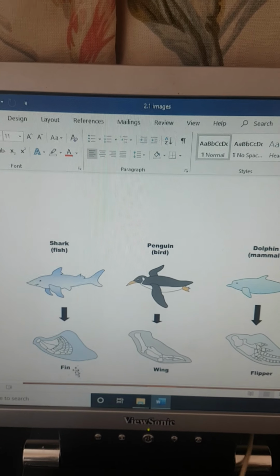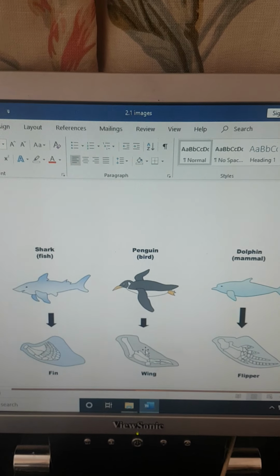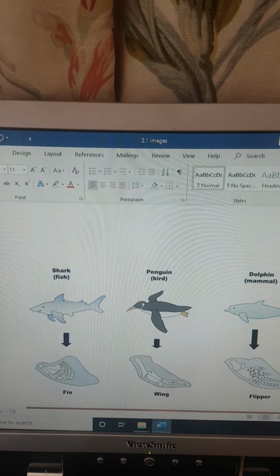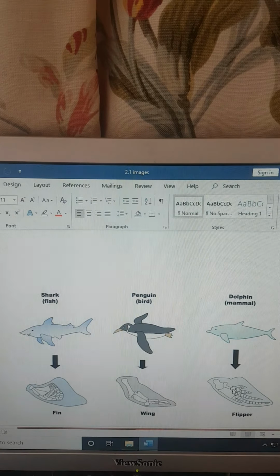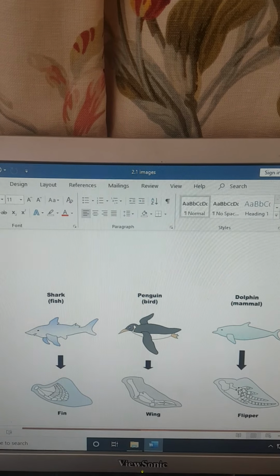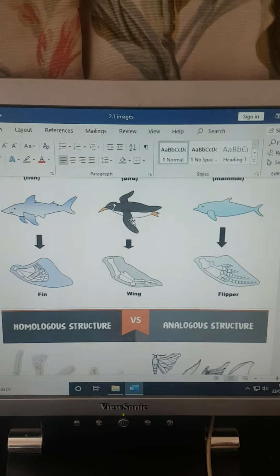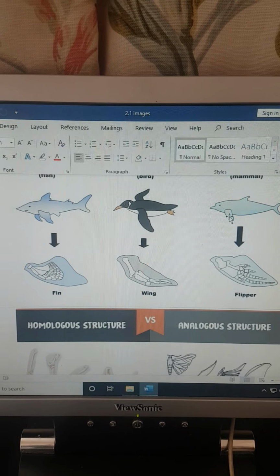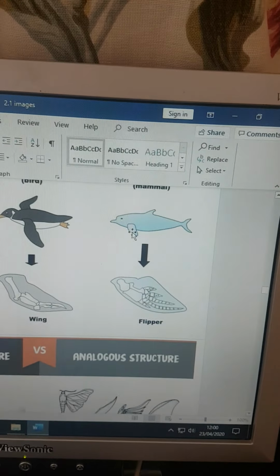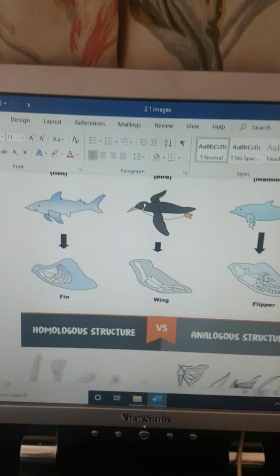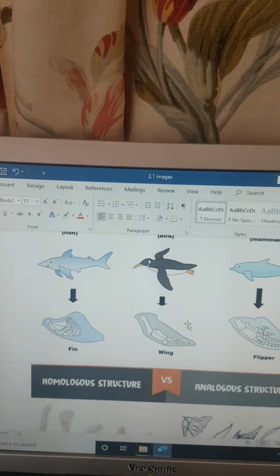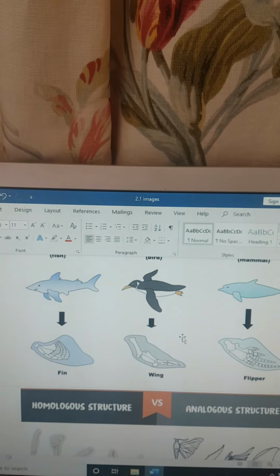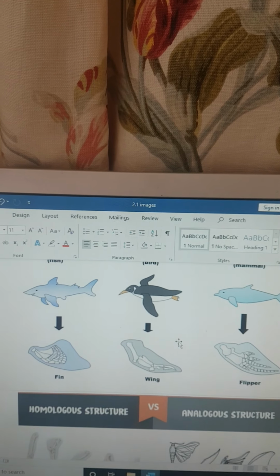You can see there the internal skeleton of the fin, the wing and the flipper are completely different from each other. So looking at internal structures is more useful than looking at external structures. Now, the shark fin, the penguin's wing and the dolphin's flipper are examples of what we call analogous structures. Structures which have similar appearances, similar functions as well, but different structures.